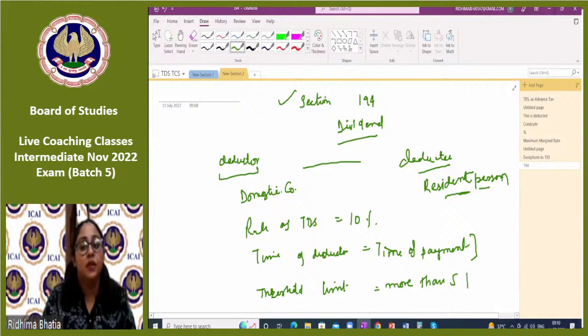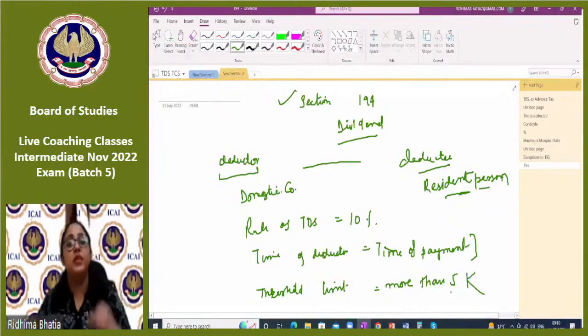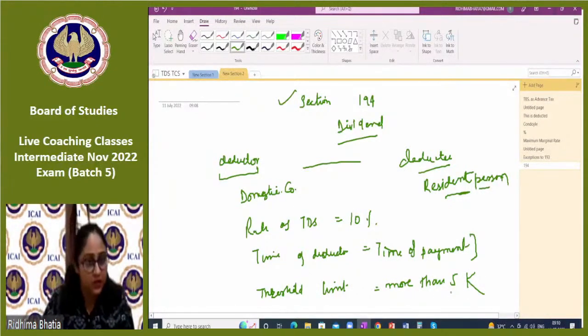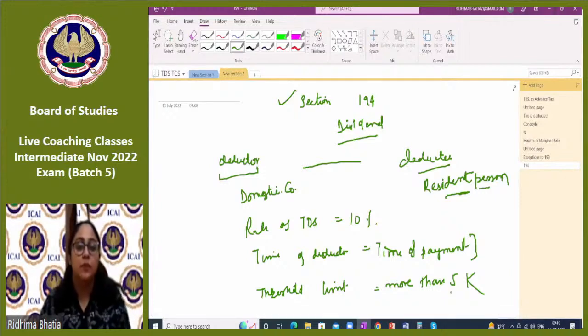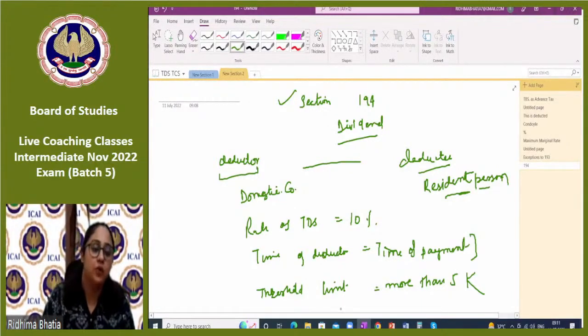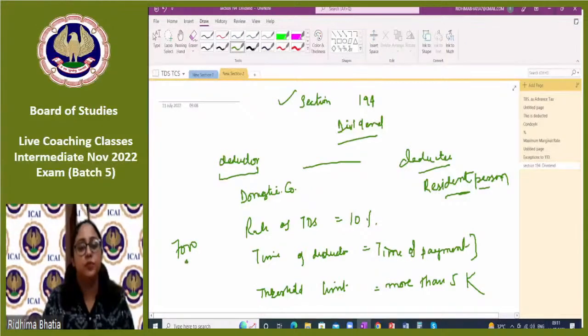Students, in 192A the limit was 50K or more. So even if it was 50,000, you had to deduct the TDS. But in 193 or 194, if it crosses 5,000, then you have to deduct TDS on the entire amount. So if the dividend is 7,000, then the TDS would be 700 and not on 2,000. I'm repeating it again and again.